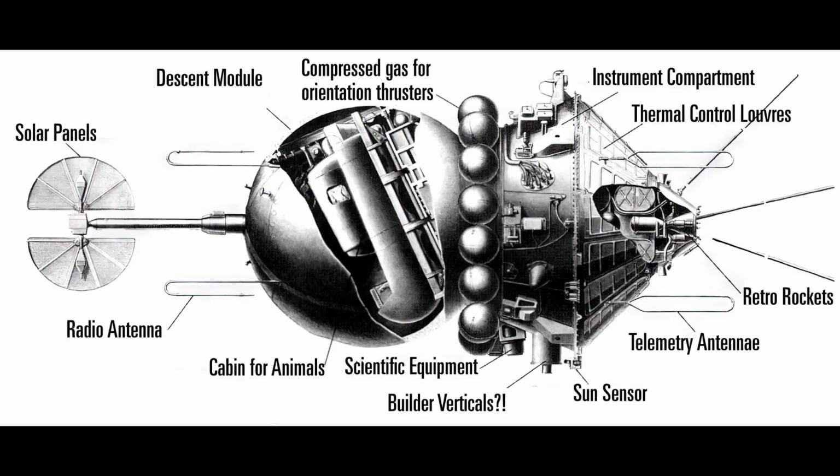The Vostok spacecraft, launched by the Vostok rocket, consisted of 2 main sections, the orbital module and the descent module. The orbital module provided living space for the cosmonaut during the mission, while the descent module housed the cosmonaut during launch, re-entry and landing.